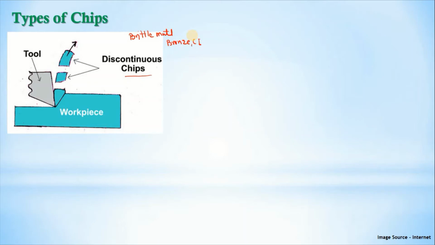The material ahead of the tool edge fails by brittle fracture along the shear zone. This produces small fragments of discontinuous chip. So these small fragments of discontinuous chips are produced. These discontinuous chips are also produced when cutting ductile materials under some factors.